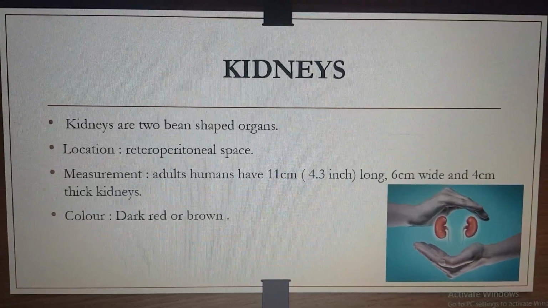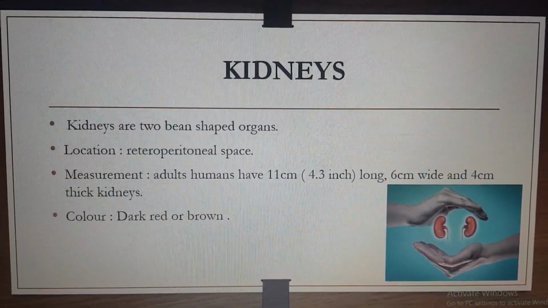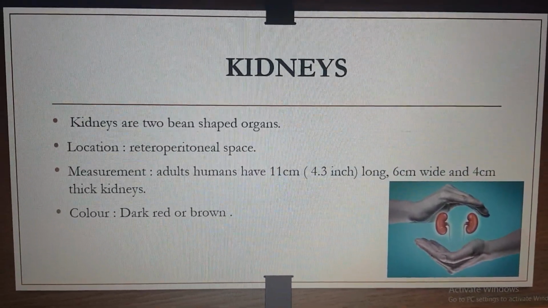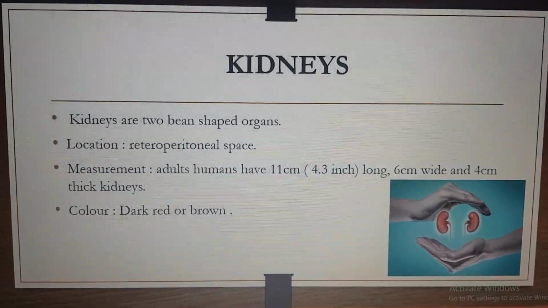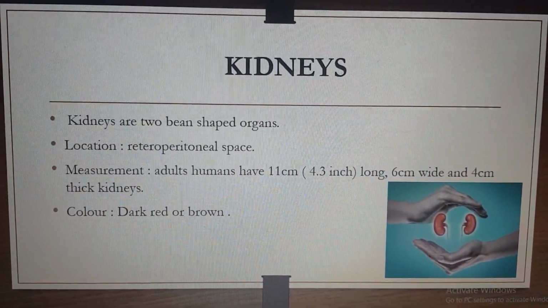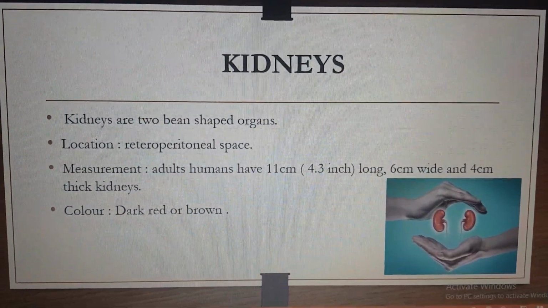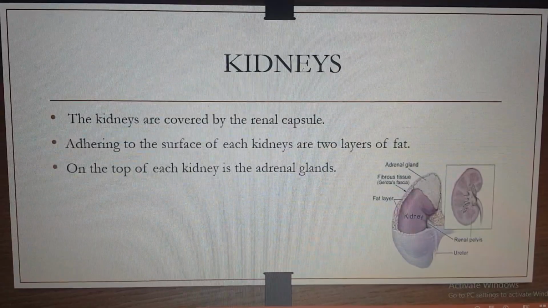The excretory system of humans consists of two bean-shaped organs, and they are present in the retroperitoneal space. The adult human, on average, has kidneys that are 11 centimeters long, 6 centimeters wide, and 4 centimeters thick. And the color may vary; it may be dark red or dark brown.